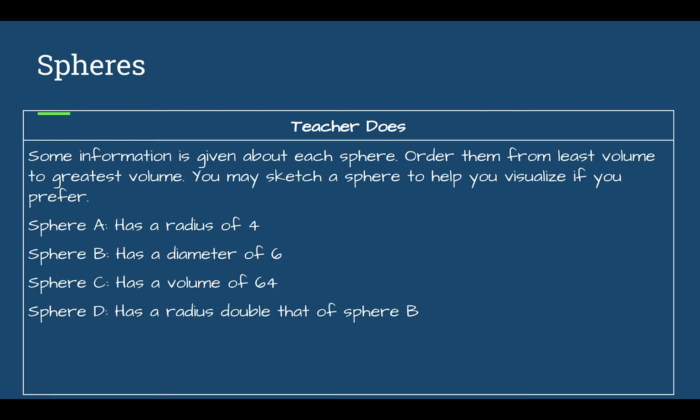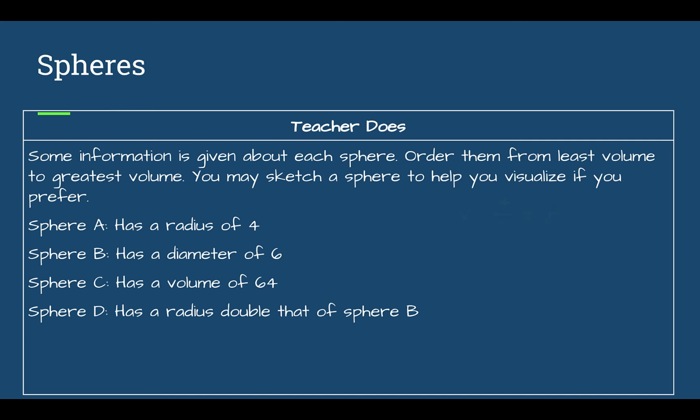Our next example is a sphere. So some information is given about each sphere. Order them from least volume to greatest volume. You may sketch a sphere to help you visualize if you prefer. So for this, we need to figure out the volume of each sphere and then put them in order.